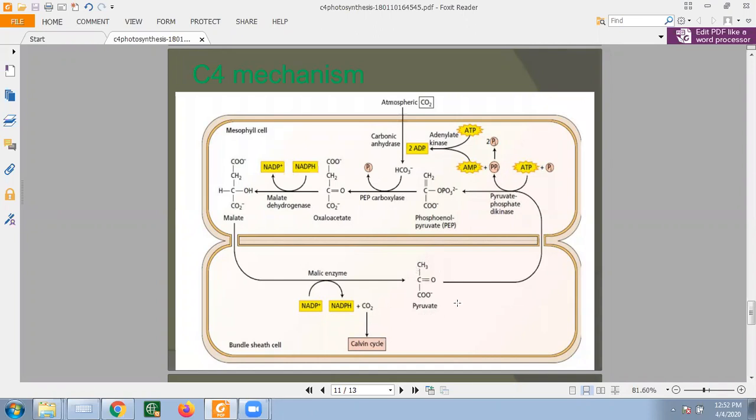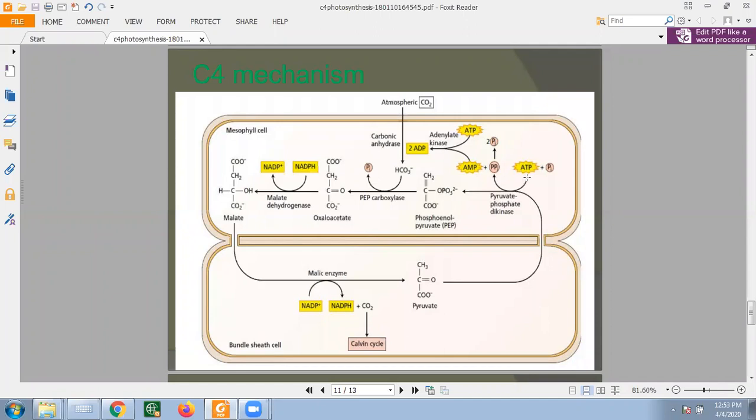This pyruvate again enters into the mesophyll cell. You can see here it enters into the mesophyll cell, and here the enzyme involved is pyruvate phosphate dikinase. Under pyruvate phosphate dikinase, this pyruvate gives rise to PEP. Again, the PEP is formed.